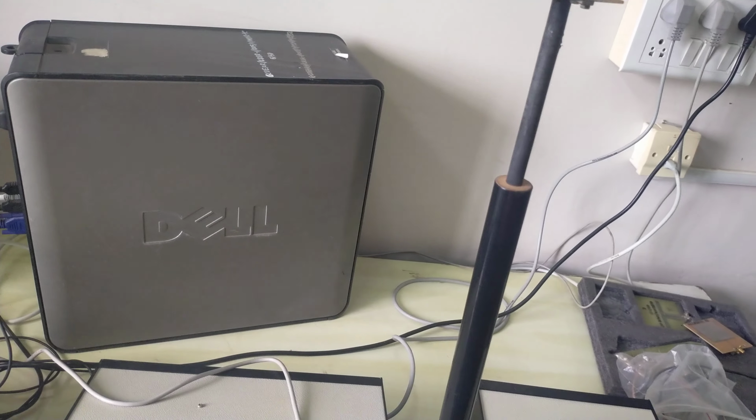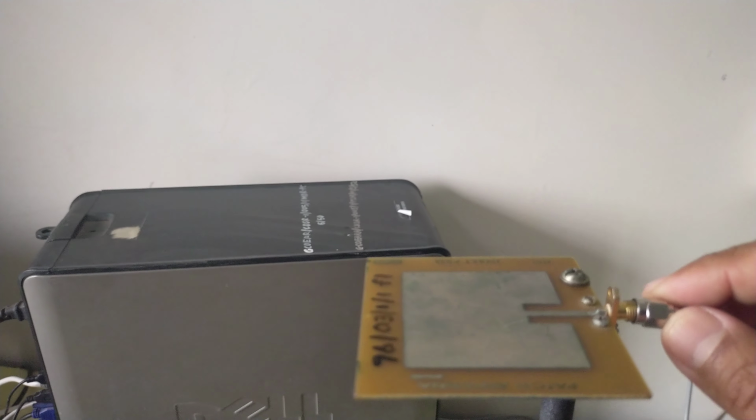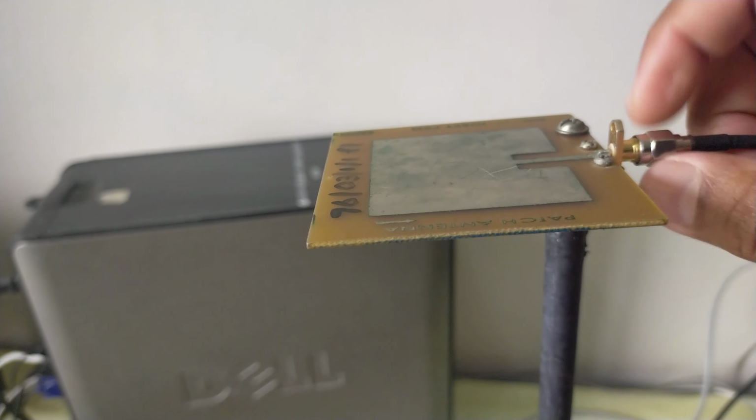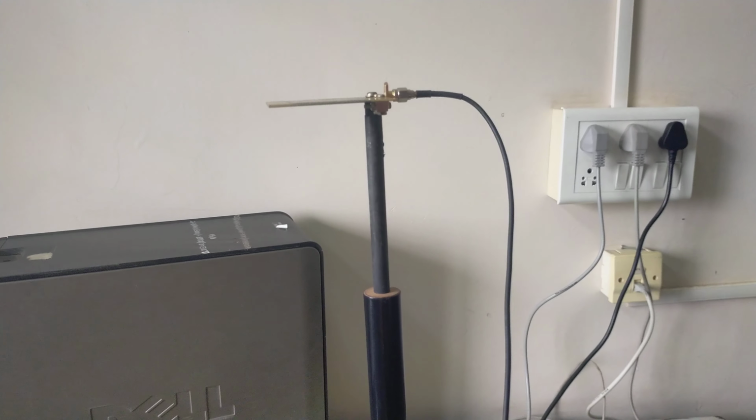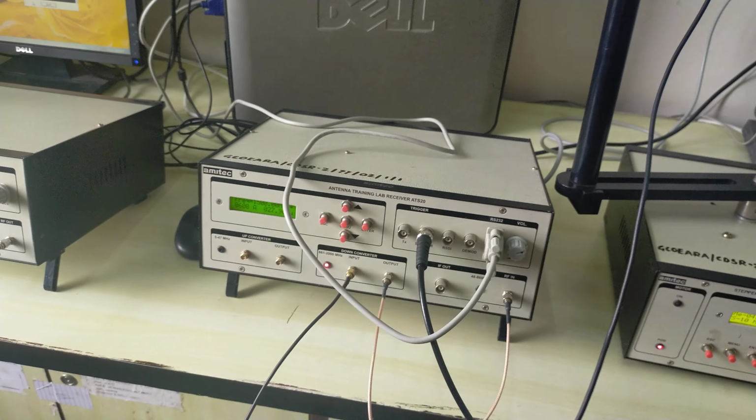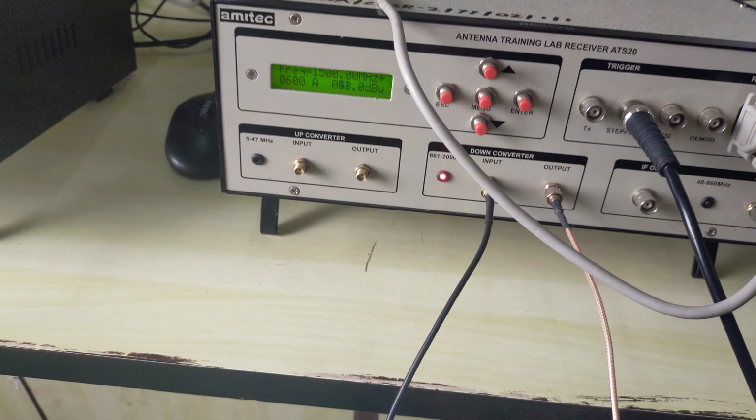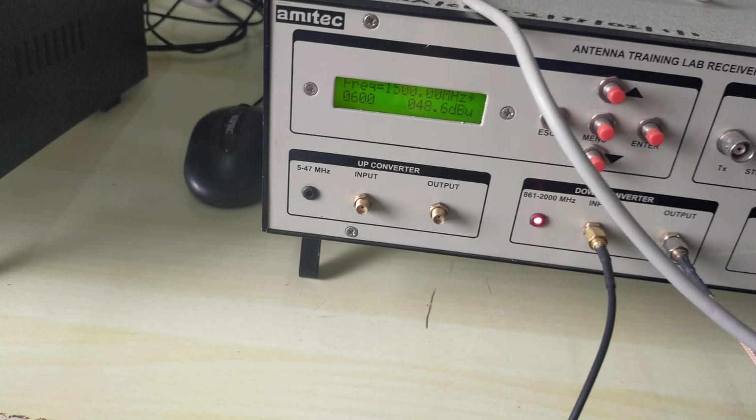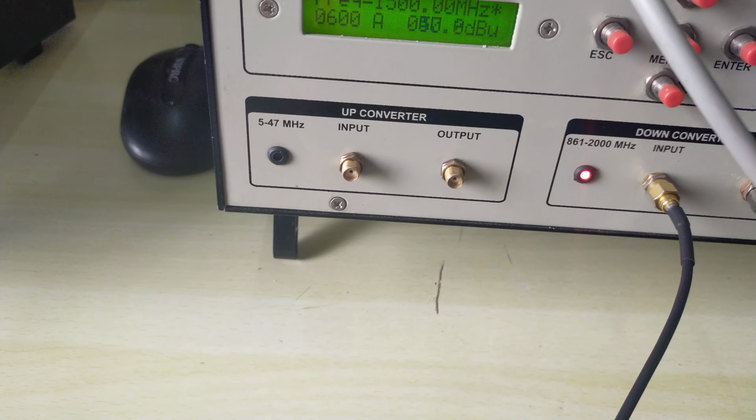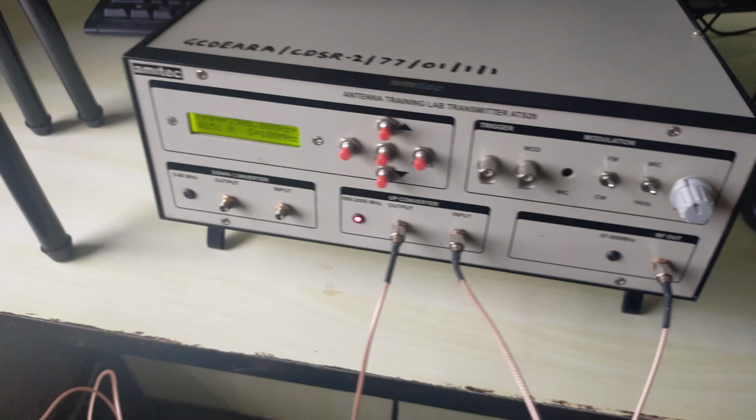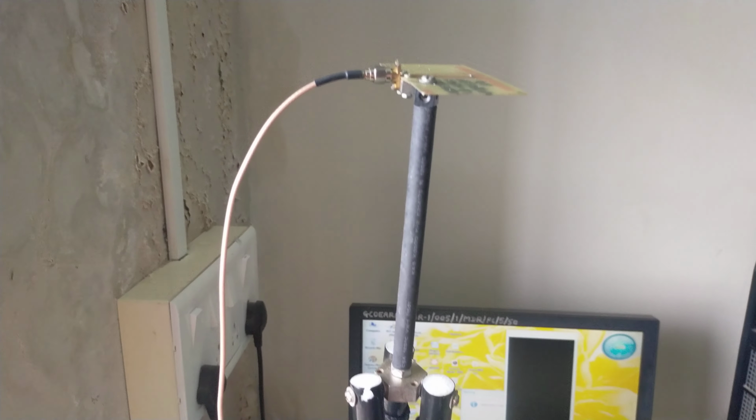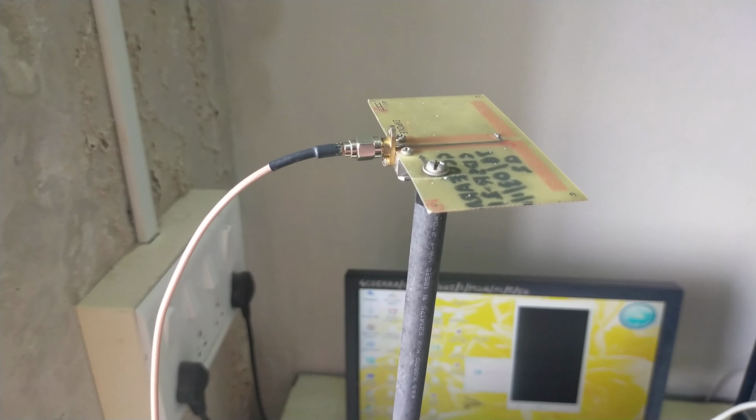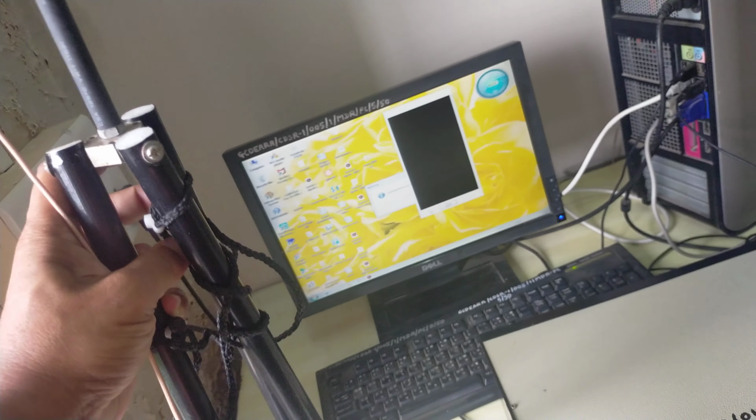Make connection to here. We have given the output of that microstrip antenna to this antenna training receiver as an input. So observe the connections again. Through this antenna stand we have connected a dipole antenna here. So this is a dipole antenna, and this connection goes to us.